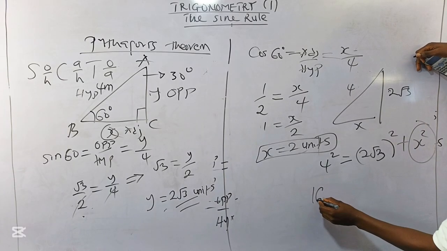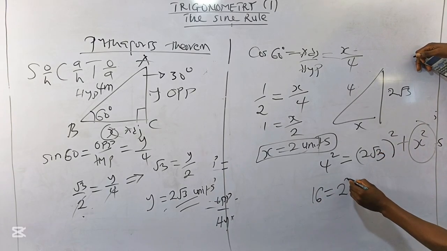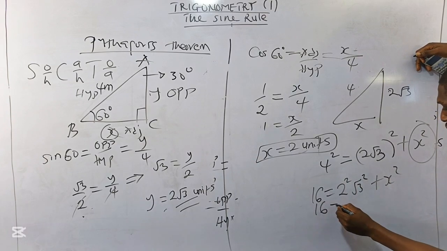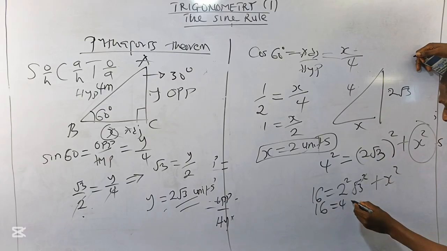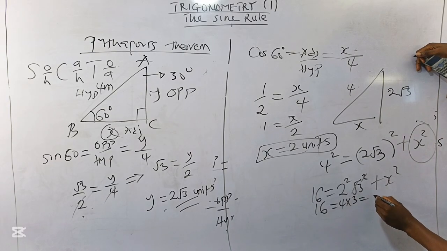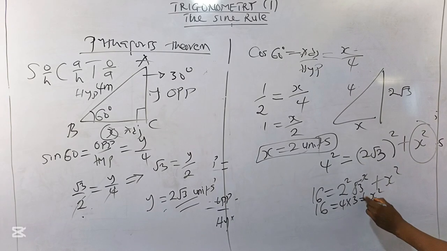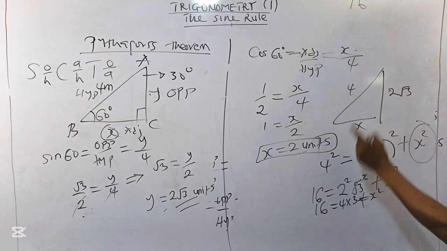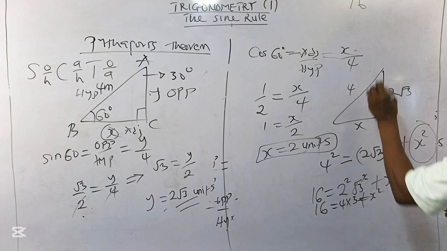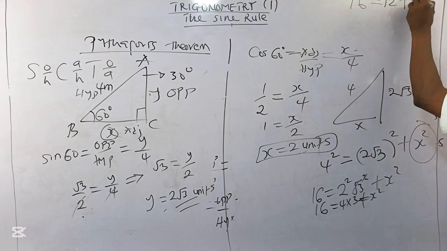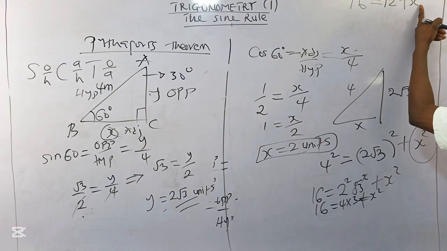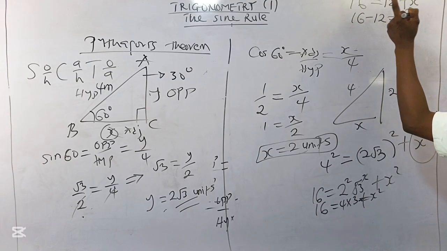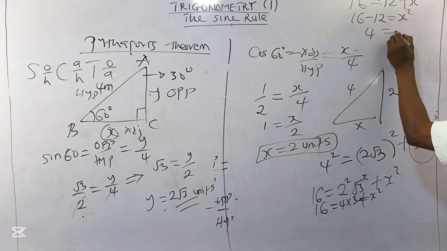So 4 square is 16, equals 2 root 3 square, which will give me 2 square times root 3 square, plus x square. This will give me 16. 2 square is 4. And square will cancel square root to give me 4 times 3, equals x square. Plus x square. Now, I will have 16. 4 times 3 will give me 12. Equals 12 plus x square. X is already positive here, so let it remain at my right hand side. So I have 16 minus 12 equals x square by collecting like terms. 16 minus 12 will give me 4 equal to x square.